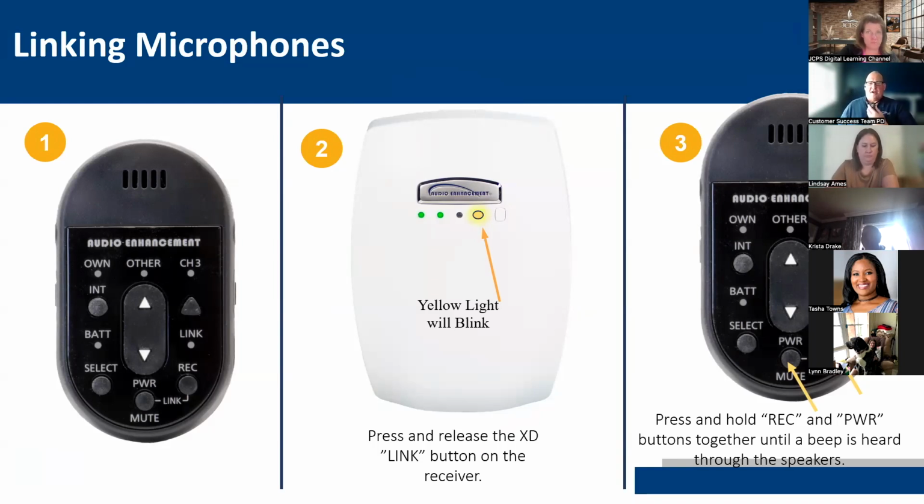So you start with your microphone turned off, and then there's a little link button. It's the only button. You have LED lights, and then there's a little link button there. And if you click that, a yellow light will start to blink. And then on your microphone, with the microphone turned off, you hold down the REC button and then the power button, and that will put it into linking mode. You'll have a blinking yellow light there. When that light turns green, there'll also be an audible beep in your classroom, a little tone, and your mic is then linked with the receiver in that room.